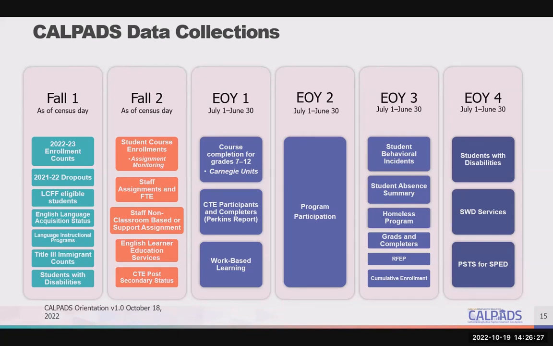Last, we have the EOY 4 collection, and this collects students with disability, their meetings, plans, and services. Additionally, post-secondary survey results from students with disability with specific exits in the prior year.